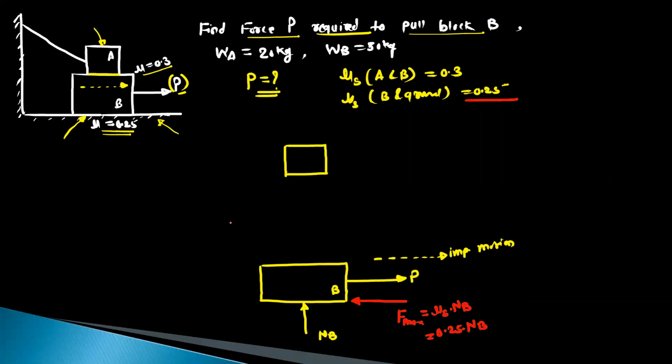Then for the block B, it has two contact surfaces. The first contact is between the block B and the ground, and the second contact is between block B and block A. So there will be a second normal reaction at this contact surface. This reaction will be the same for the block A, so this is the common normal reaction. This will be normal reaction NA, and it is the same for block A, just the direction is opposite.